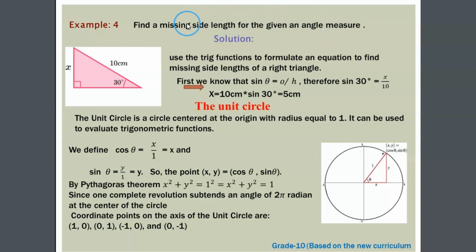ኦኬ another example 4: find a missing side length for a given angle measure። እዚህ ጋር ለተሰጠው አንግል the picture ላይ this side it is denoted by letter x, this measure of this angle is 30 degree and the side that is opposite to the right angle, this side meaning the hypotenuse is given, how much? 10 centimeter. So we are asked to find what, the missing side, የማይታወቀውን x ተብሎ የተቀመጠውን ይሄን ፈልጉ ነው። So when we come to the solution how can we find?